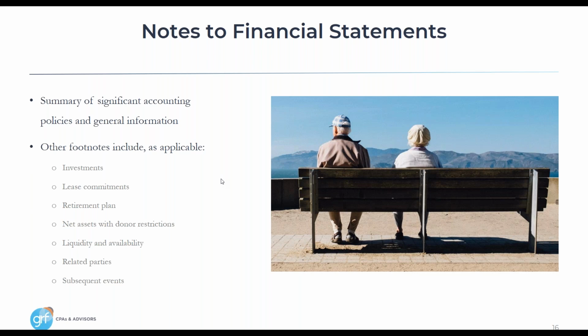Liquidity and availability is a new footnote which is required under one of the latest accounting standards. We'll talk a little bit more about that later, but essentially it gives additional information about the financial assets that the organization has to meet general expenditures within the next 12 months from the date of the statement of financial position.